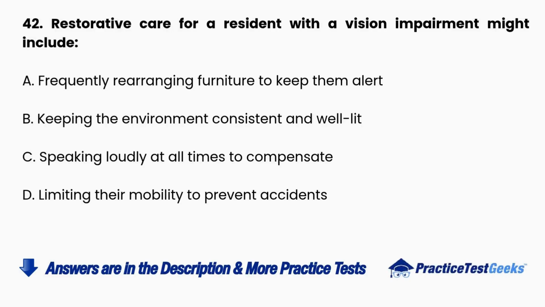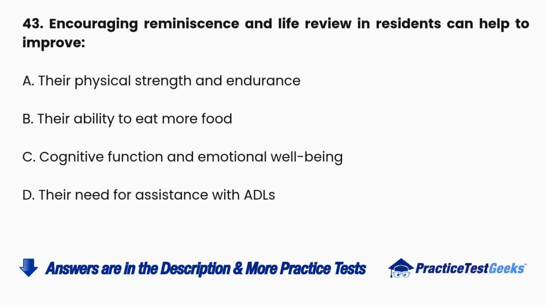42. Restorative care for a resident with a vision impairment might include A. Frequently rearranging furniture to keep them alert. B. Keeping the environment consistent and well lit. C. Speaking loudly at all times to compensate. D. Limiting their mobility to prevent accidents.